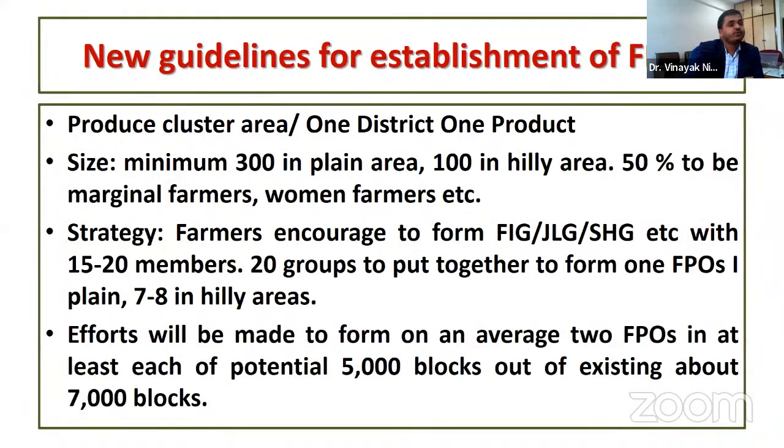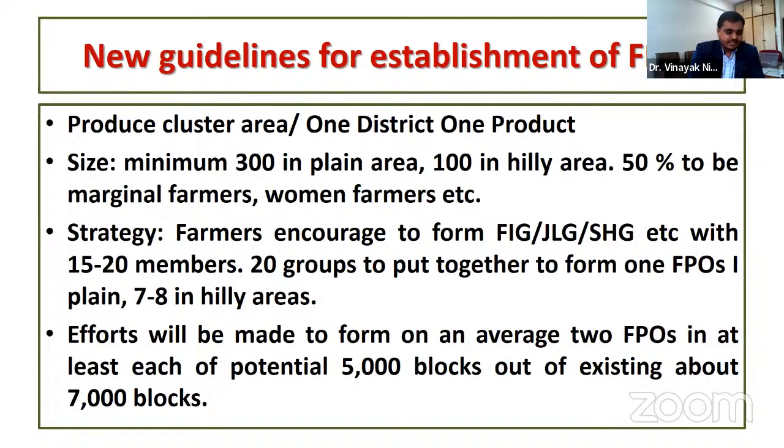We'll be seeing these new guidelines for promotion of this farmer producers organization. Already I talked about this one district, one product. That cluster we have to identify. Already the government has identified the list of clusters for all the states and has given that list to the central government. For minimum size, the government is saying 300 in plain areas and 100 in hilly areas. And again, in that also they have put a condition that 50% of the members need to be marginal farmers and women farmers.